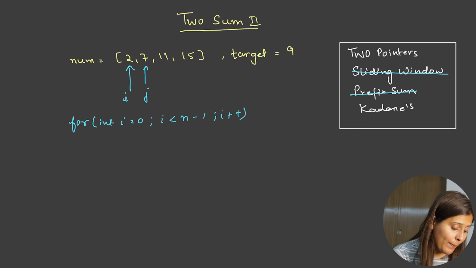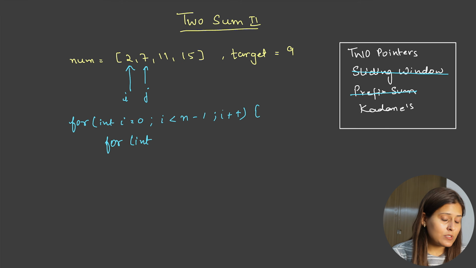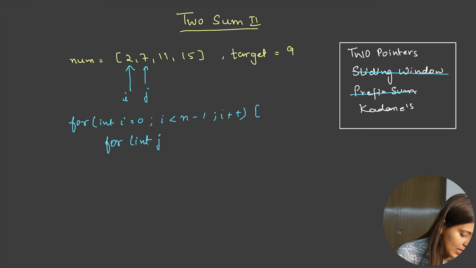Otherwise, if we stop our i index at the end, then j might go out of index, and that we don't want. Okay, and now the second loop we will start for j, which is from i plus 1, and it will go till j less than n and j plus plus.